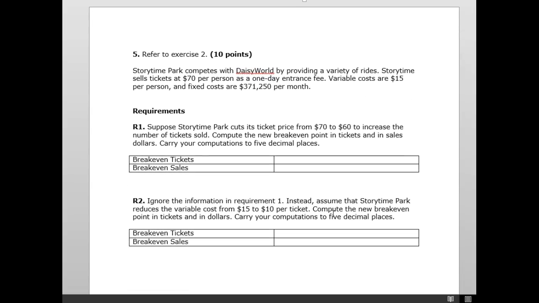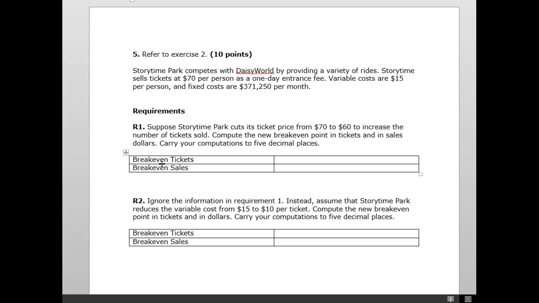Now, the next one refers to exercise 2, and they're going to play with some numbers is what they're going to do. And you should be able to pull this off relatively easy. They want, instead of having $70 per person, they're going to change it to $60 a person. And they want you to find the break-even in tickets and in sales. Now, we should be able to do that relatively easy.